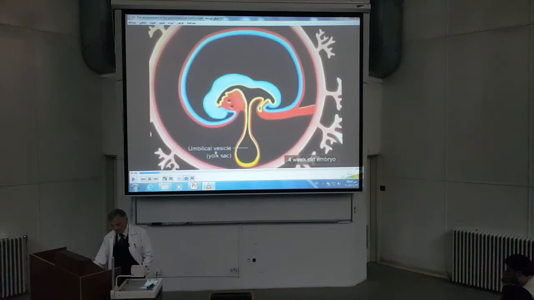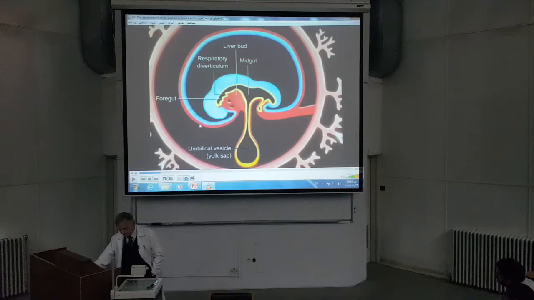Okay, this is called the umbilical vesicle. This is what remains of the yolk sac outside the embryo. This is the foregut. Here is the heart. And here is a very important structure made of this red tissue, which is a mesoderm. This is called the septum transversum.